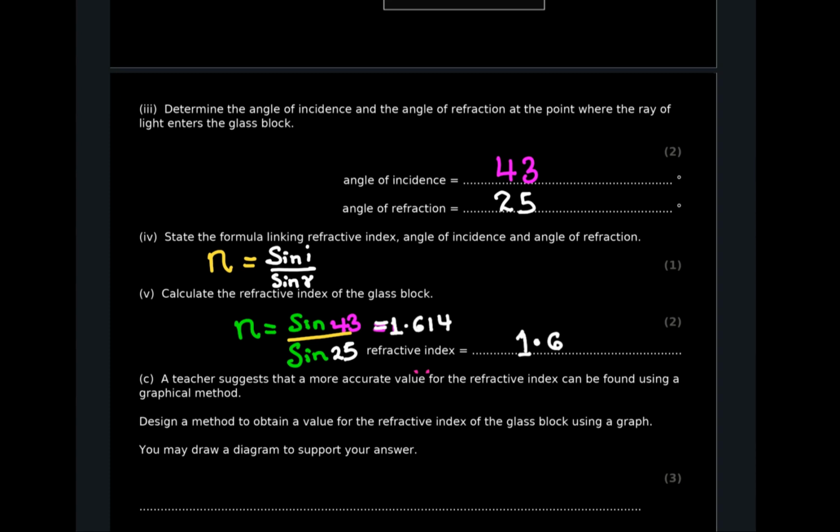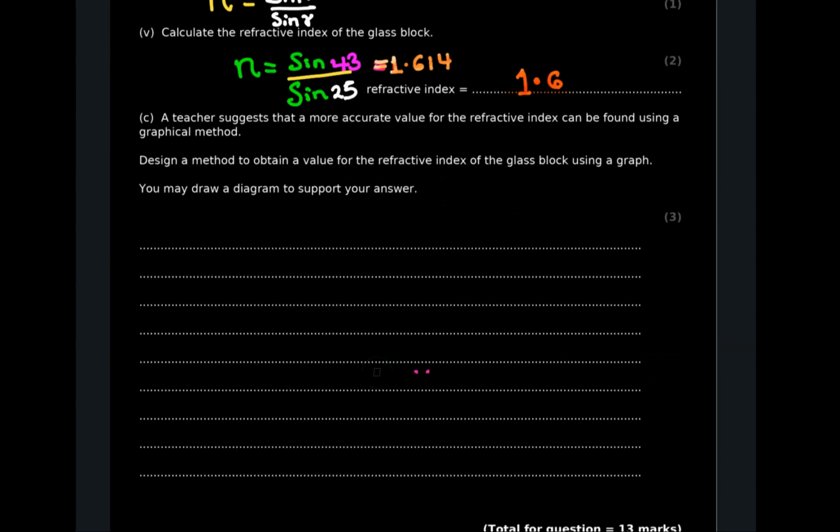Design a method to obtain a value of the refractive index of the glass block using the graph. Then you may draw a diagram to support your answer. Now let us go straight ahead and try to respond to this question. So given a question, what are you supposed to do?